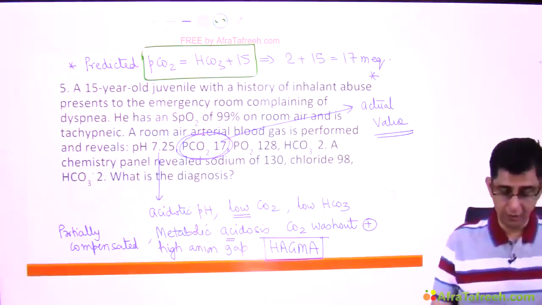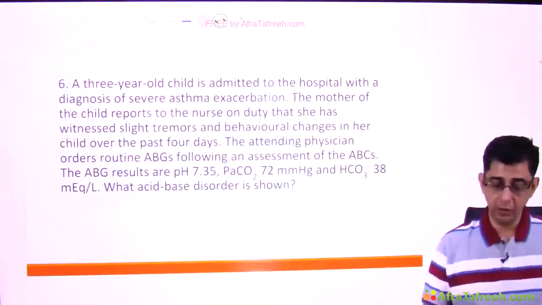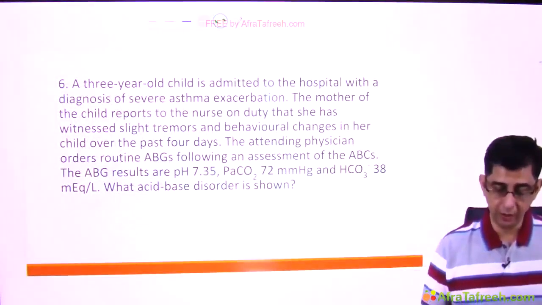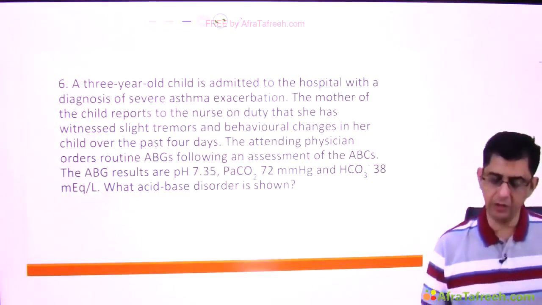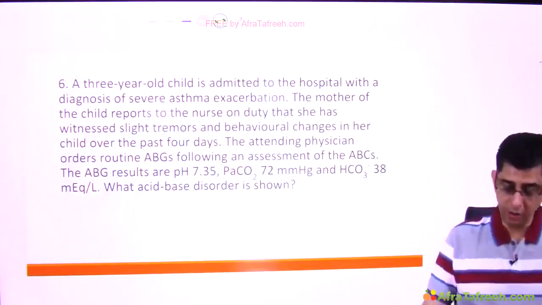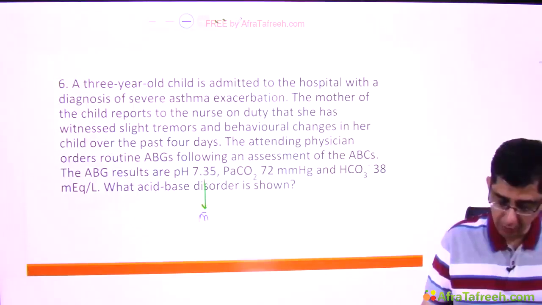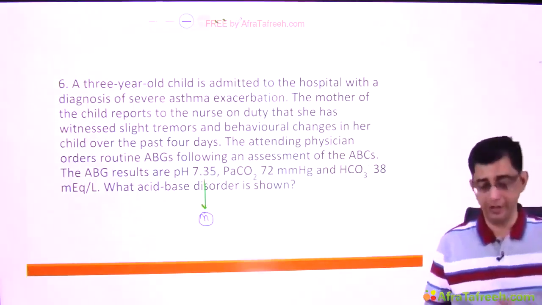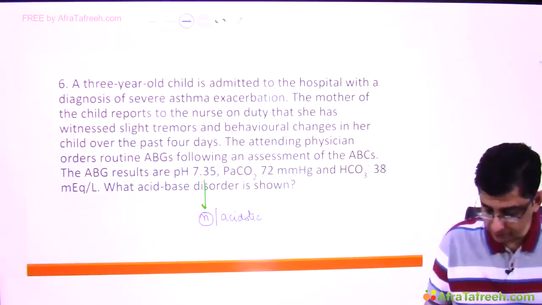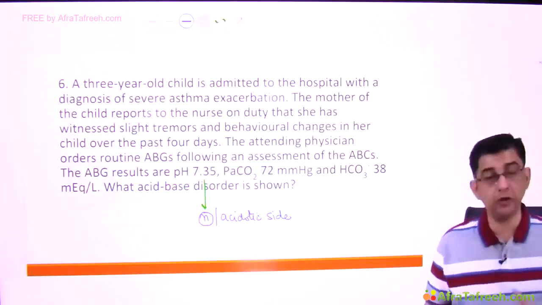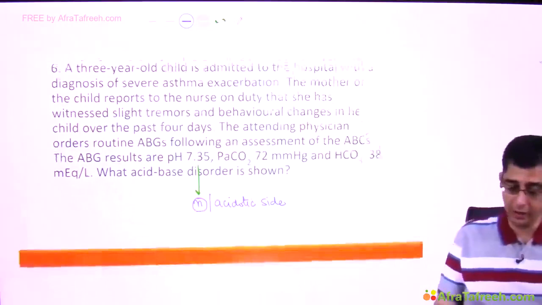Let us now do another question so that we can have a better insight into it. A 3-year-old child is admitted to the hospital with a diagnosis of severe asthma exacerbation, and the mother reports that she has noticed the child having tremors and behavioral changes. The doctor has done an ABG. The report is showing pH of 7.35. So this is a normal pH, though it is on the lower side. So it is on the acidotic side. If the question said 7.34, it would have been easier for me. The question gave 7.35. Okay, normal, but it is on the acidotic side.